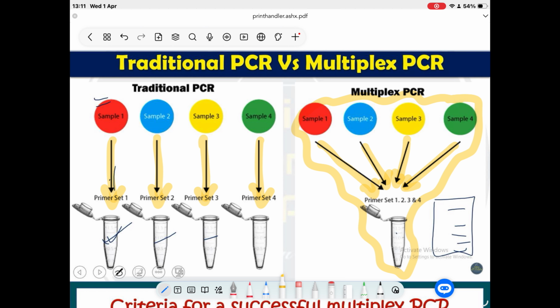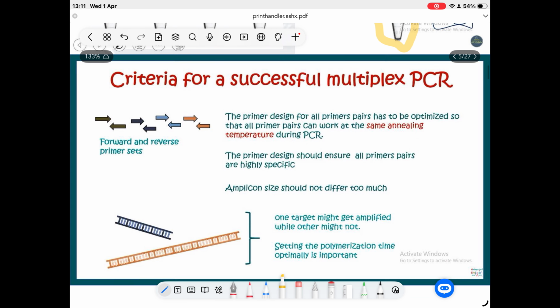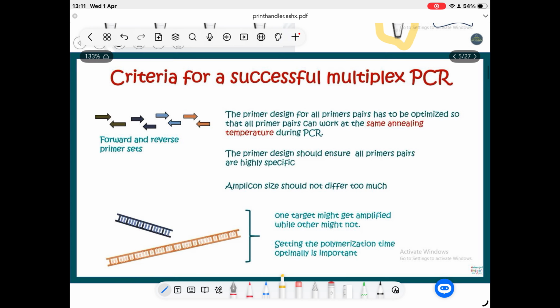Yeah. The document outlines the rules of the game. It lists 4 non-negotiable criteria for a successful multiplex reaction. Right, the guardrails. Yeah. First, the primer design for all pairs has to be optimized so that they can all work at the same annealing temperature. And this is where the biocomputational design becomes brutal.